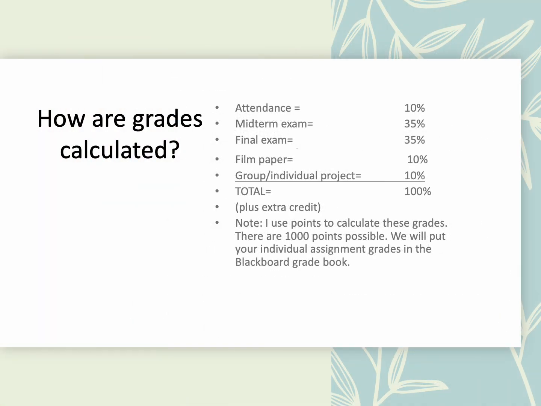So this is how the grades are calculated. Basically, attendance and participation in discussion, that's 10%. The midterm and the final are each worth 35% of your grade. We're going to do a film paper where you will watch a movie from a list that I'm going to give you, and you will answer certain questions about it that will be given to you. Basically, we're going to look at a list of films and pick one and analyze it for its political content.